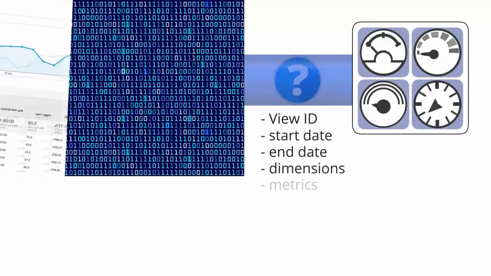Each query sent to the API must contain specific information, including the ID of the view that you would like to retrieve data from, the start and end dates for the report, and the dimensions and metrics you want. Within the query, you can also specify how to filter, segment, and order the data, just like you can with the tools in the online reporting interface.